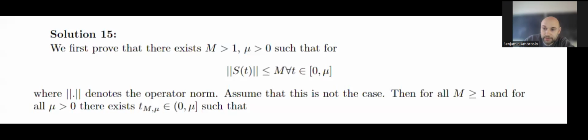So how do you prove that? That's an application of the uniform boundedness theorem. That's why this exercise is in this chapter. How do you do that? Just quick ideas, just the quick steps of the proof. First you want to prove that there is some constant M and some mu such that the operator norm of S(t), for fixed t, is less than M uniformly over t belonging to the interval (0, mu). We first want to prove that.